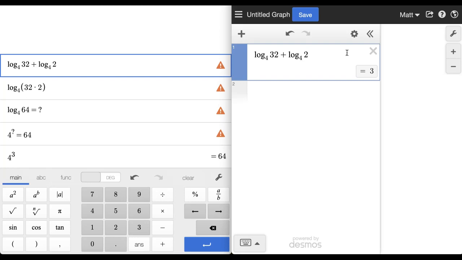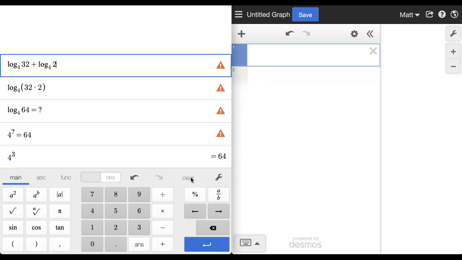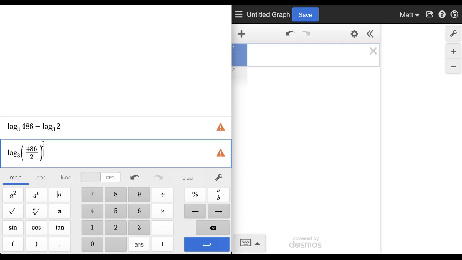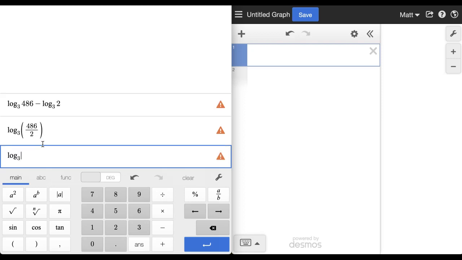And last one, number 31. We have log base 3 of 486 minus log base 3 of 2. Okay, so it's another log property. When we're subtracting logs of the same base, you'll have a single log now of that same base, but then we're going to go 486 divided by 2 on the inside. Okay, so we can simplify that. 486 divided by 2 is what? 243. So log base 3 of 243.